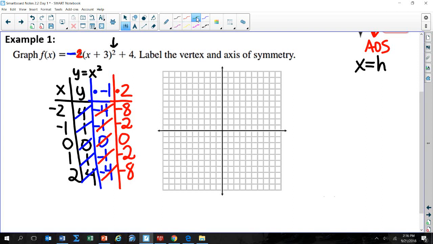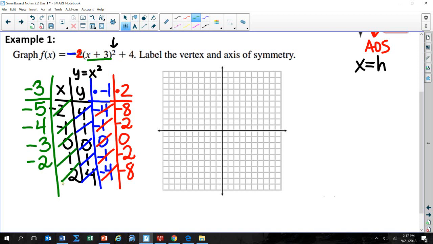Then I move to the inside. The inside here is x plus 3. That's going to be my shift to the left 3. Because it's horizontal movement, it's going to change my x values. So all my x values are going to move left 3 units. If I subtract 3 from -2, that's -5. There we have -5, -4, -3, -2, and -1 when I move everything to the left.